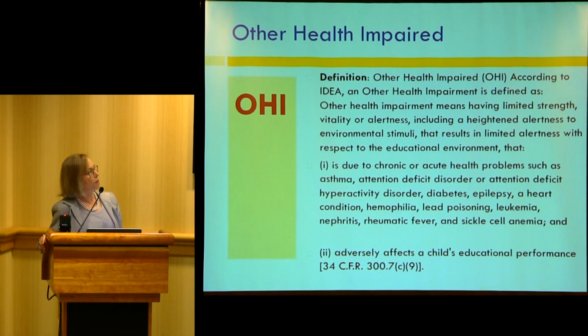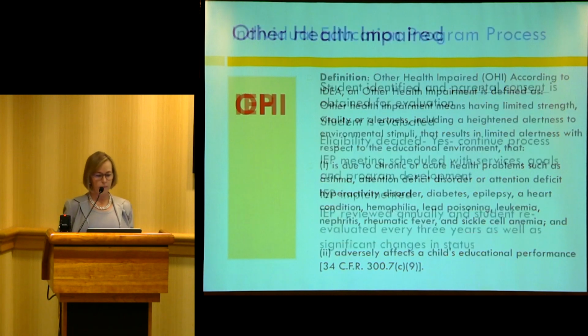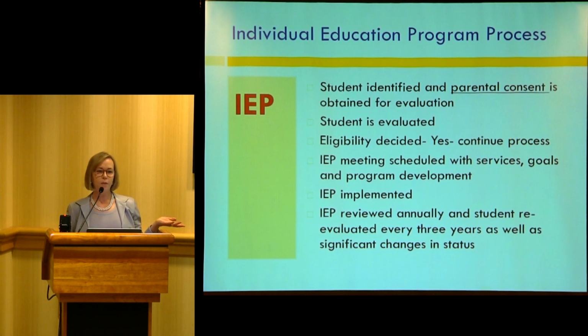And the definition of OHI is pretty broad and expansive. It lists some disorders, but that is not all inclusive. Those are simply examples of what OHI could be. And if the condition causes them to have adverse educational outcomes, they may qualify as having an OHI disability within IDEA and qualify for a special education program. Alrighty, so what is the process that we go through with special education?